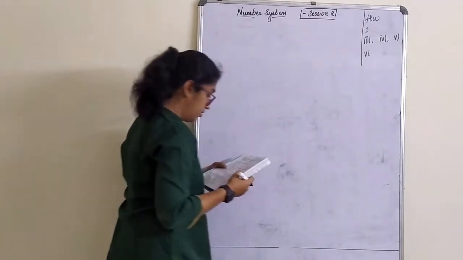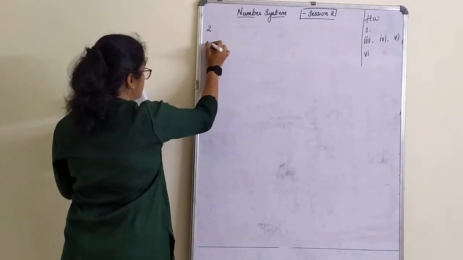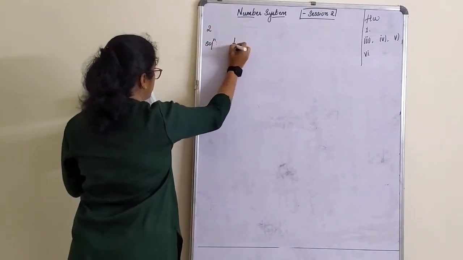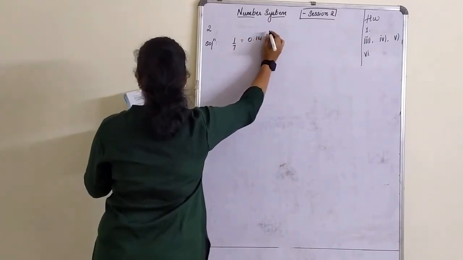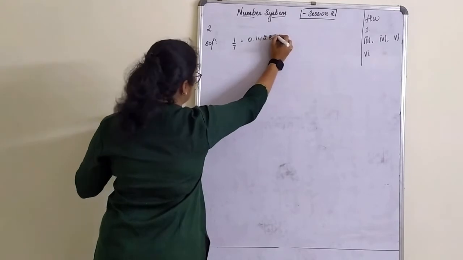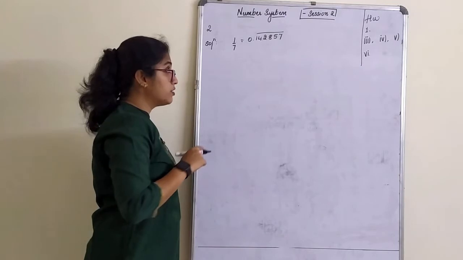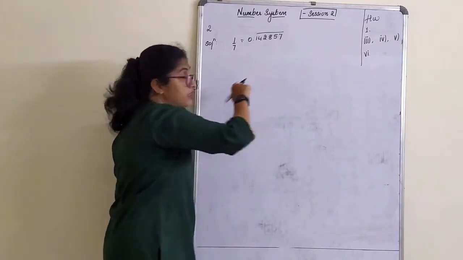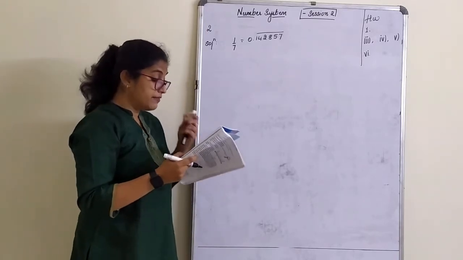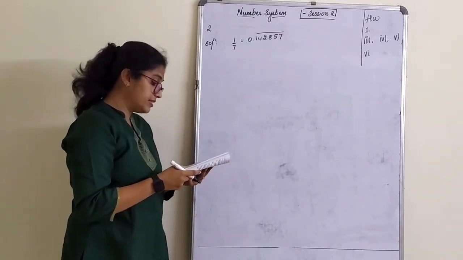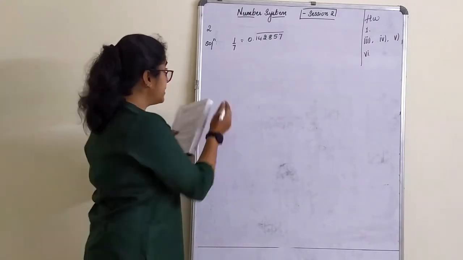Okay. Second one, you know that 1 by 7 is equal to 0.142857 bar. Be very careful in writing that bar. If it is a complete number, then you have to use all the numbers, not just 1 or 2 numbers and say it is a bar and leave it off. You know that 1 by 7 is 0.142857 bar. Can you predict what is the decimal expansion of 2 by 7?